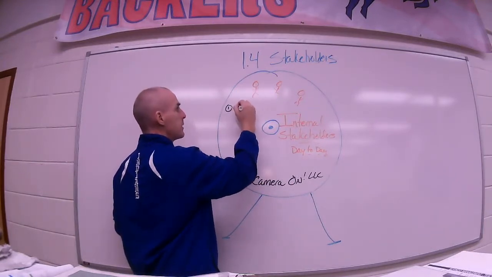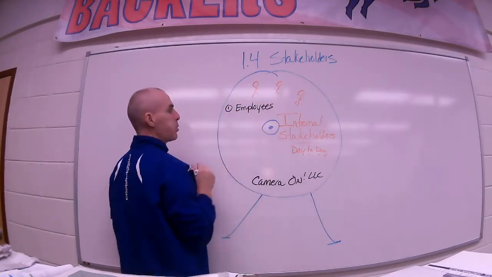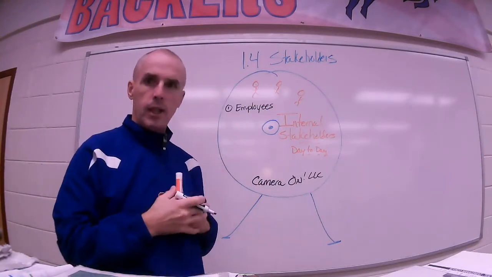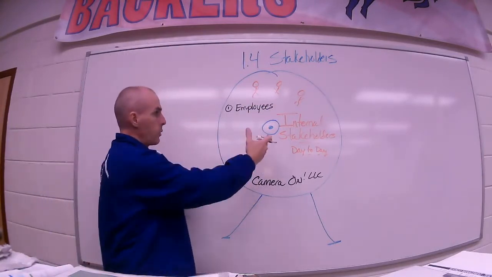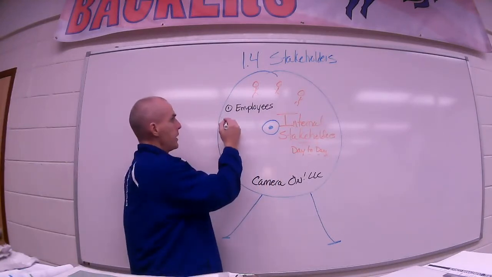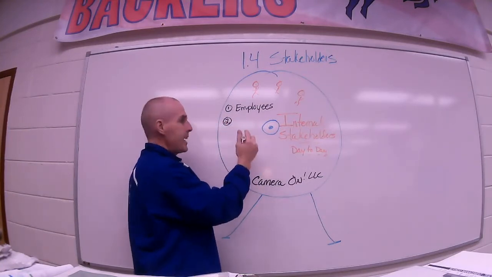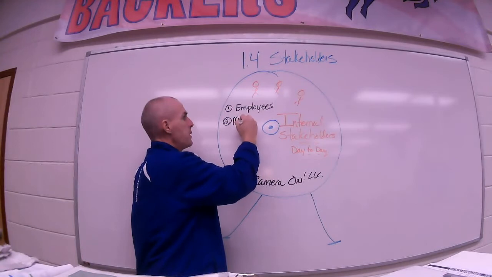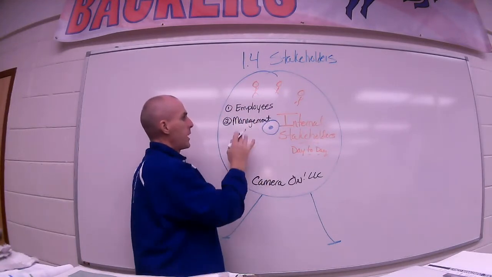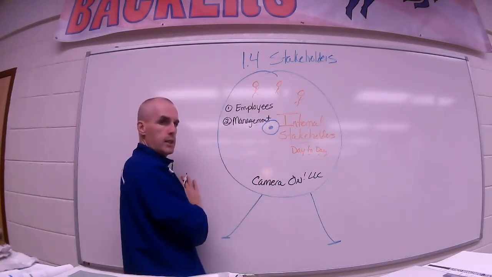The first one, employees that work for the organization. So you can go right down the list of the employees that work for, we'll say, Camera On Limited Liability Company. Another internal stakeholder, day to day, this would be management. Okay, that is kind of overseeing, supervising employees.